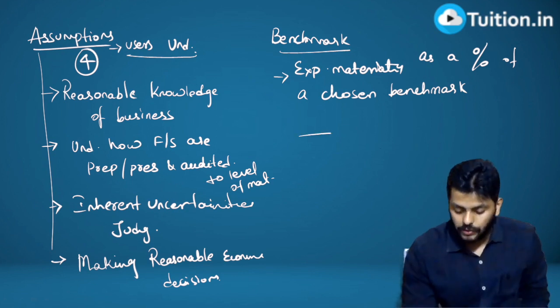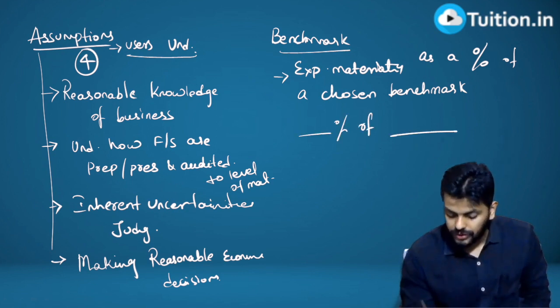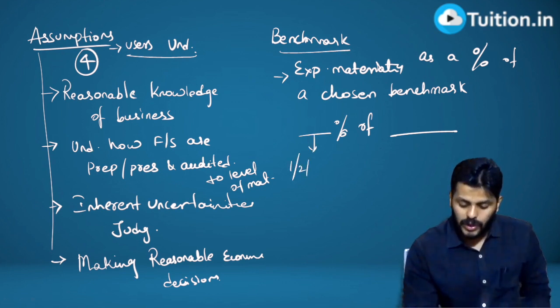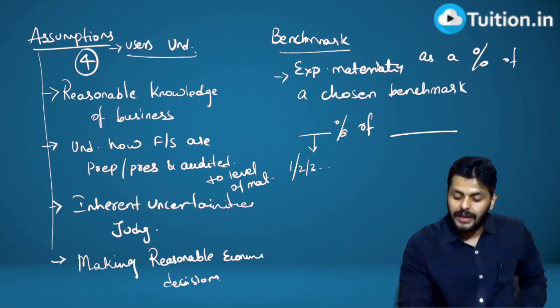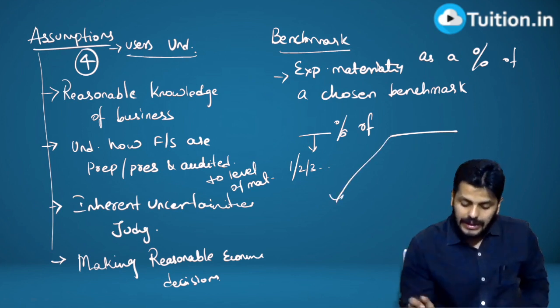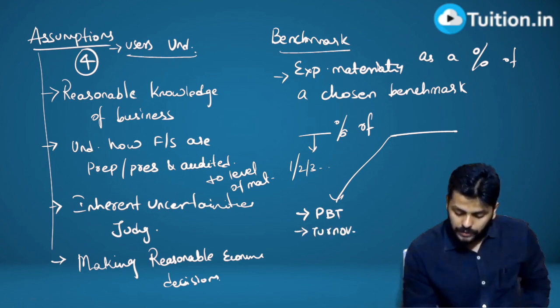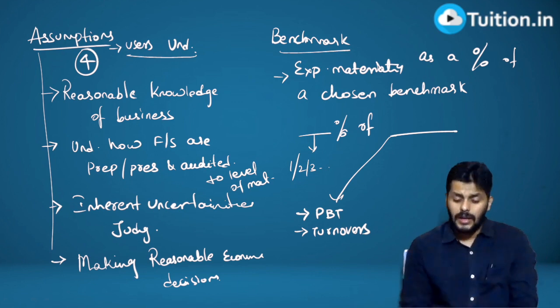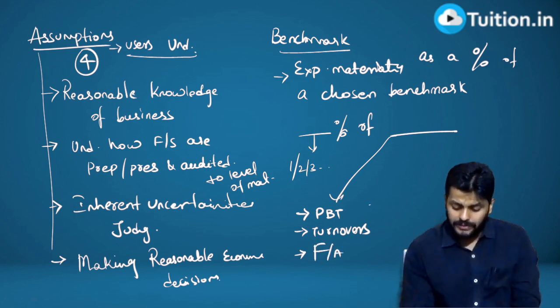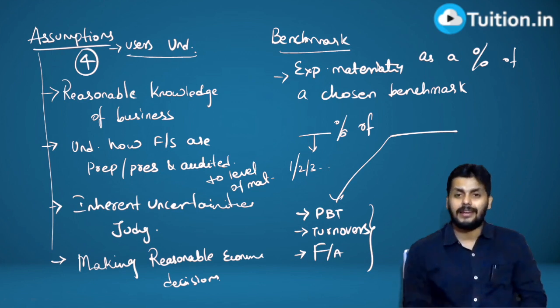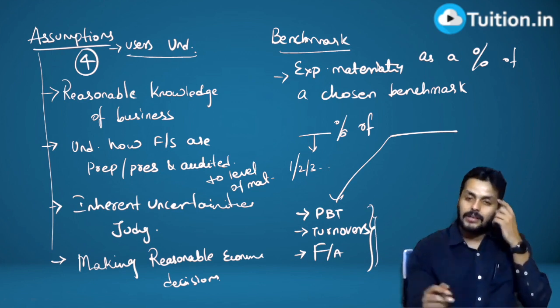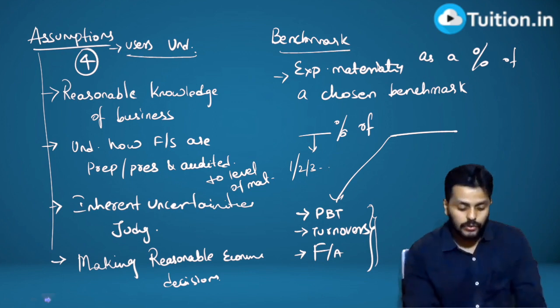If you have to pick it up in my language, it's like dash percentage of dash. In the first dash, you take whatever percentage you want, 1, 2, 3 and so on. In the second dash, you can take anything: profit before tax, turnover. These are all called benchmarks, right? Profit before tax, turnover, or fixed assets, whatever suits that particular entity. So if you ask me, sir, what will be ideal to select in the second dash? For that, the last part of the discussion is the factors that affect the benchmark.